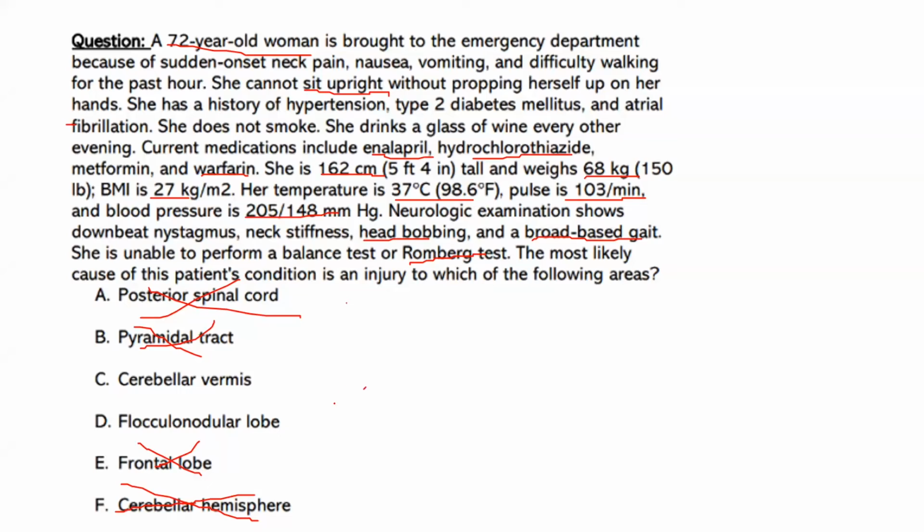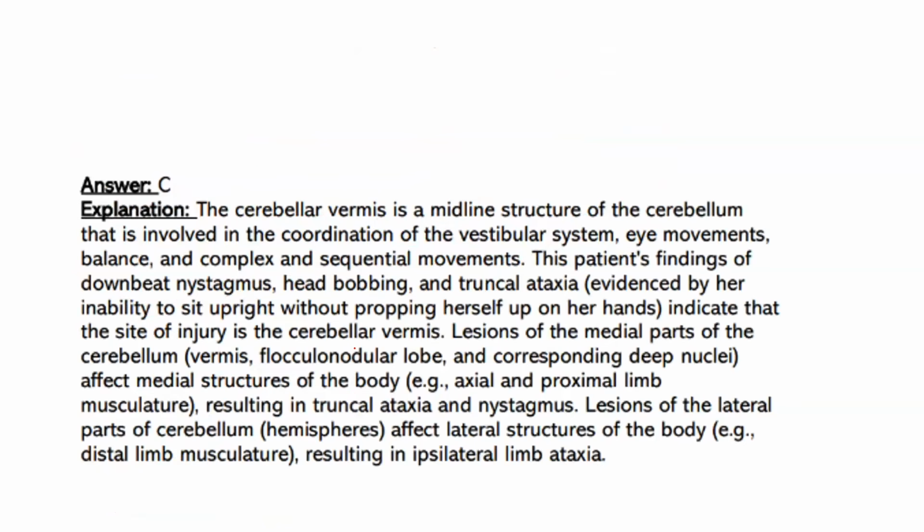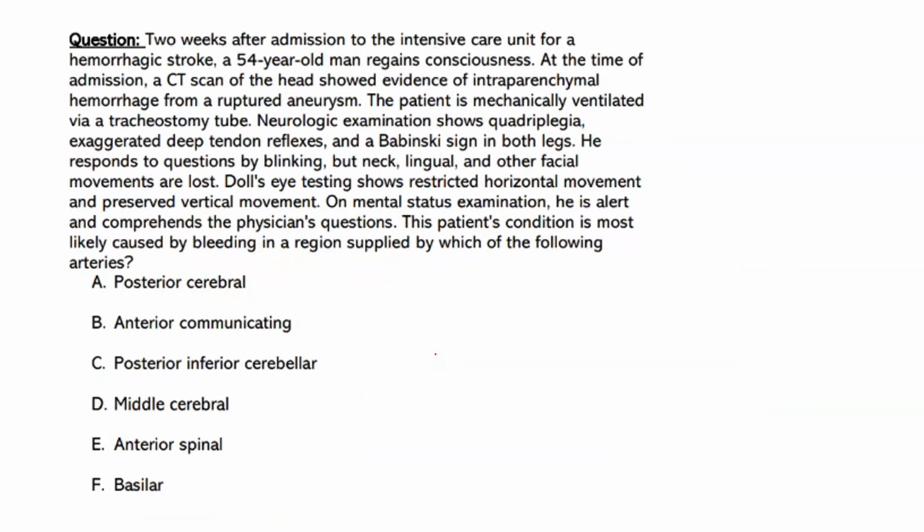Okay. Now the reason it's not the flocculonodular lobe is because we have all of these other symptoms that aren't strictly related to balance. Does that make sense? The flocculonodular lobe is much more strictly related to the vestibules and communicating with the vestibules, right? And so because of that, you wouldn't really see an inability to sit upright with a flocculonodular lesion and stuff like that. And so in this case, the answer is going to be the cerebellar vermis, C. Okay.